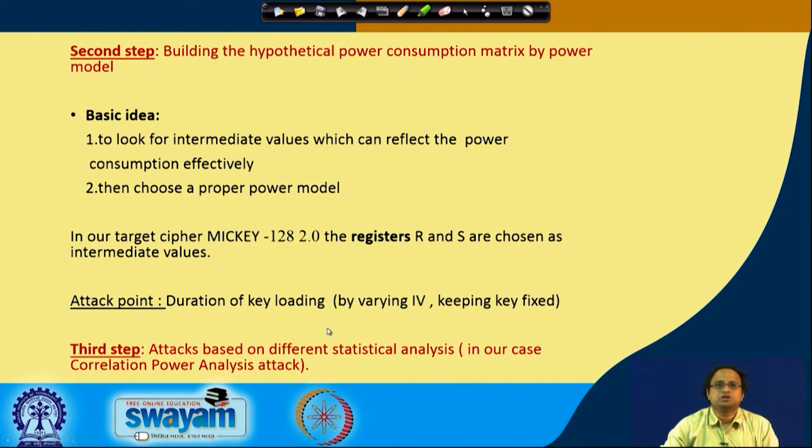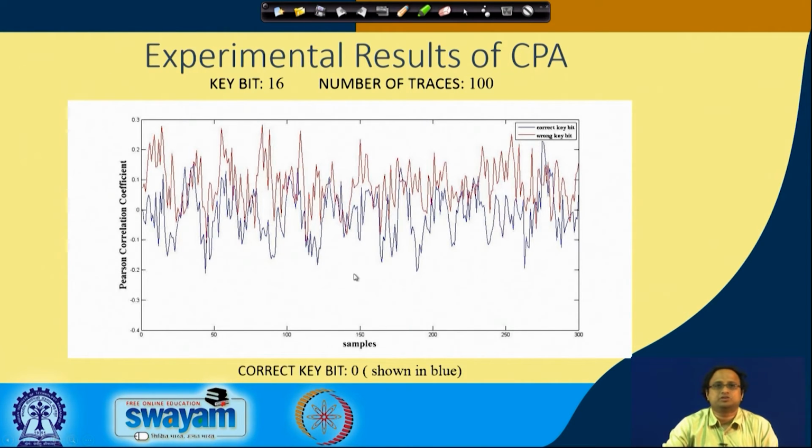Here are some experimental results that you can observe. For example, when key bit 16 is being recovered, understand that I am assuming key bit 0 to key bit 15 have already been recovered, and I am just guessing key bit 16. I am making a guess of either 0 or 1. In this case, the correct bit is 0 and it is shown in blue, and you can see that blue is below.